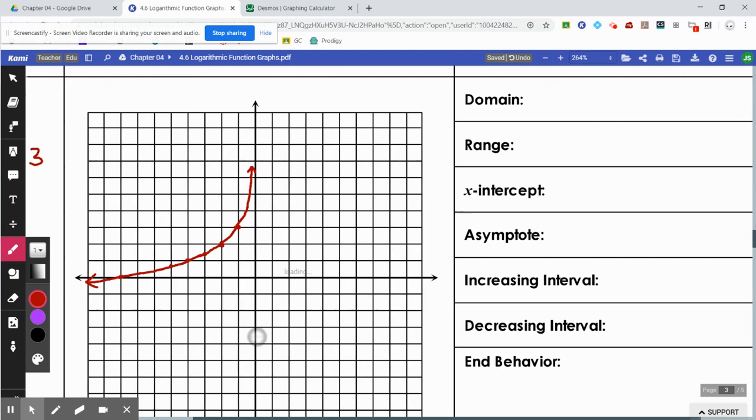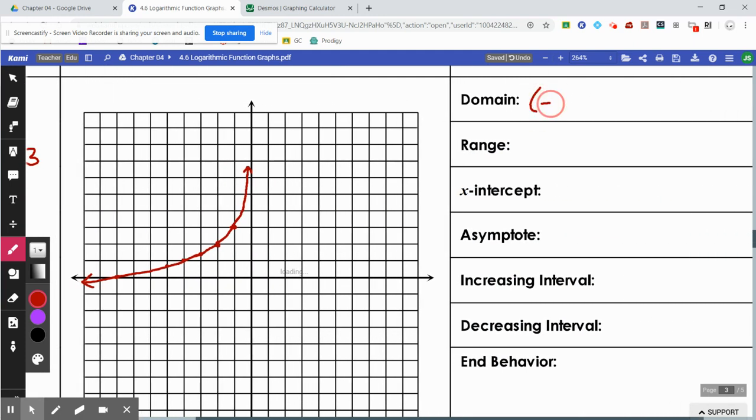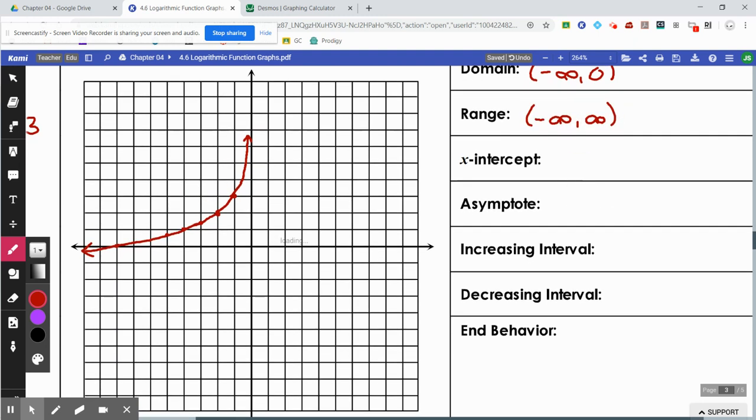Let's go ahead and label everything. Our domain is now actually from -infinity up to 0. Make sure that you always start from the lowest value up to the highest value. Your range extends downwards and upwards forever. Your x-intercept actually was right here at -8, 0.